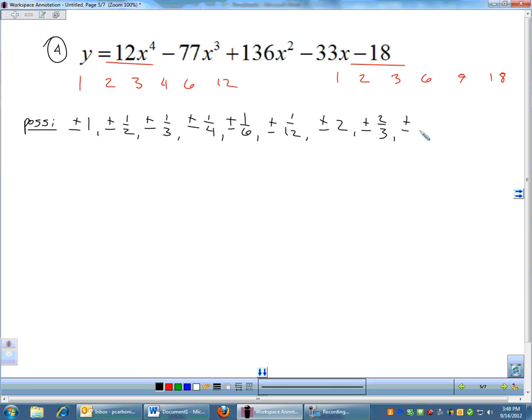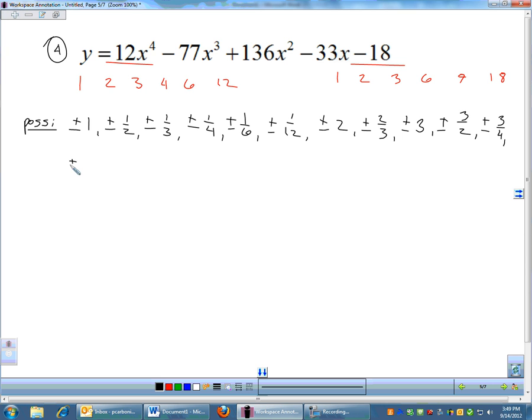So let's do 3. Plus or minus 3 over 1. Plus or minus 3 over 2. I don't have 3/2 yet, so I'll write that one. Plus or minus 3 over 3 is 1. I already have that one. 3 over 4. I don't have 3/4. 3 over 6 is 1/2. And 3 over 12 is 1/4. I've already got both of those, so let's go on to 6.